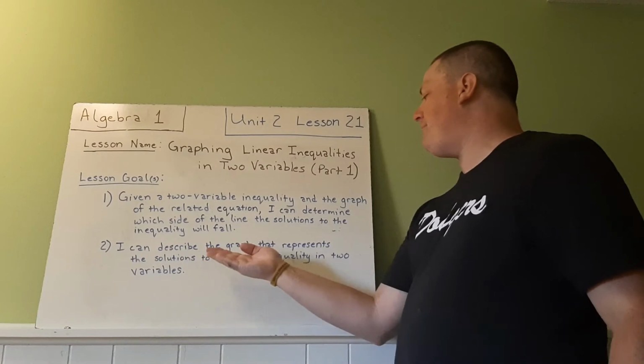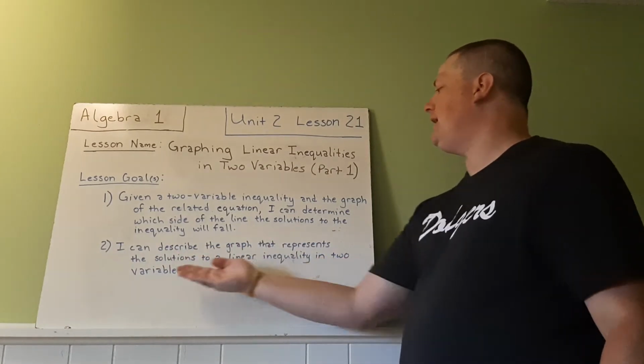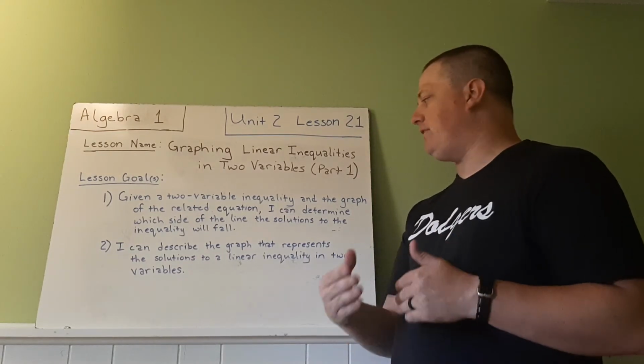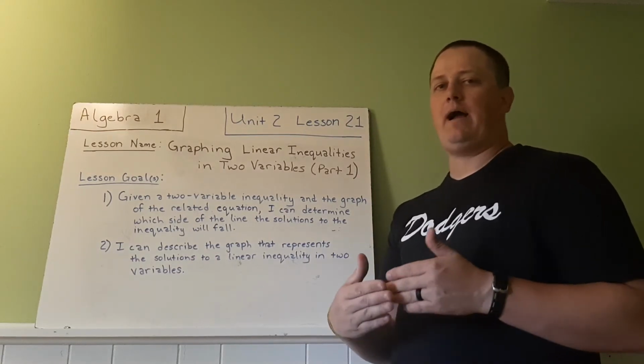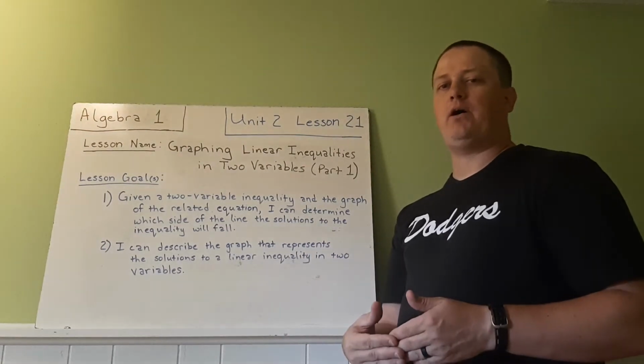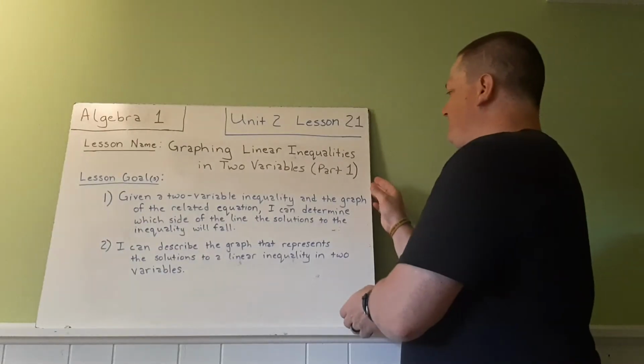I can describe the graph that represents the solutions to a linear inequality in two variables. So along with it, you should be able to describe what that graph will look like, where the line is, some of the key parts of it, and then which side is shaded, the top or bottom, left or right, however the line works.